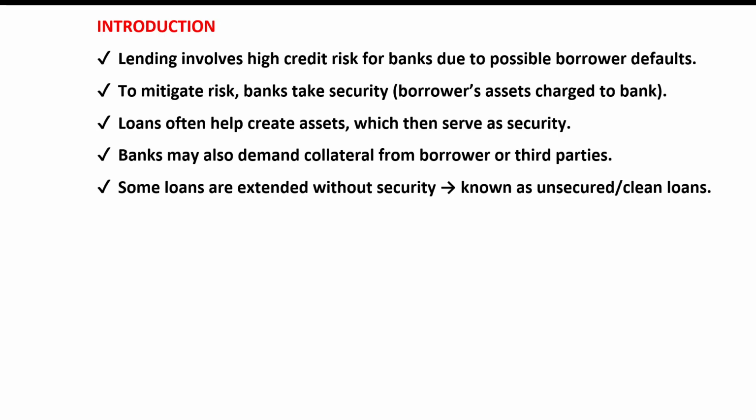When banks give loans, many times the money borrowed is used to create assets such as a house, machinery, business equipment. The bank then takes those assets as security. If the borrower does not repay, the bank shall have a cushion to fall upon, and the bank can sell these assets and recover the money. Apart from this, the bank may also ask for collateral, which is any other asset belonging to the borrower or even a third party. However, not all loans are given against security. There are unsecured loans as well, which are known as clean loans.